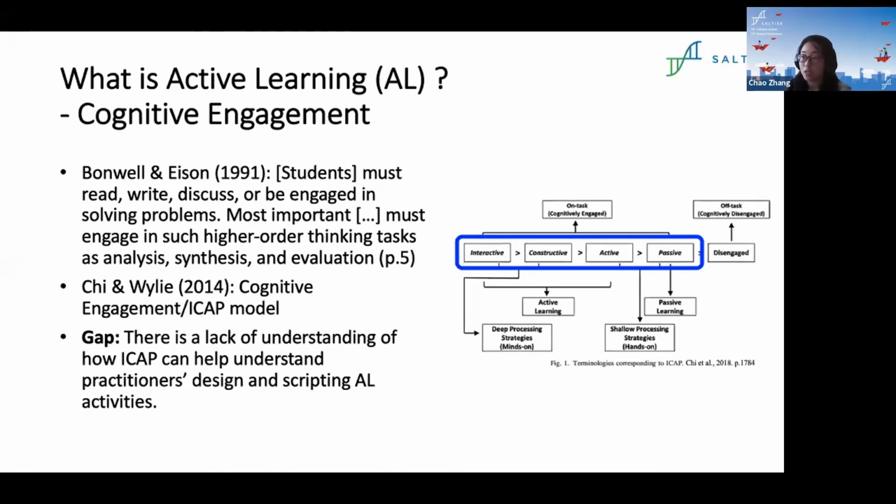In order to infer student cognitive engagement, as a teacher, we all know it's hard to tell at which stage a student is. They seem to be engaged, but how should we know? Because it's totally in their brain, right? So Chi and Wiley proposed a proximal indicator, which is their overt behaviors. That's where the four letters of ICAP represent four types of behavioral engagement: passive, active, constructive, and interactive, as you can see here.